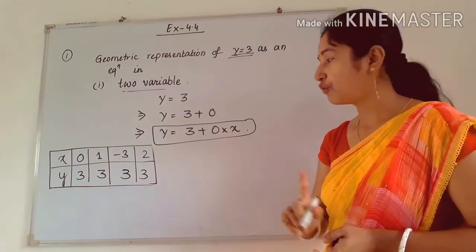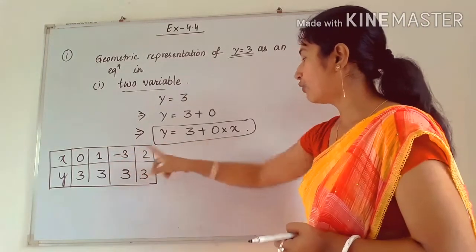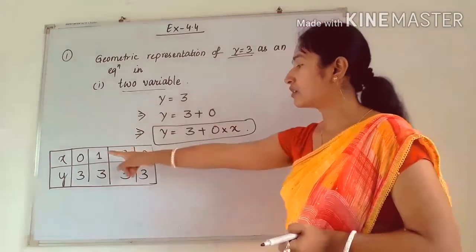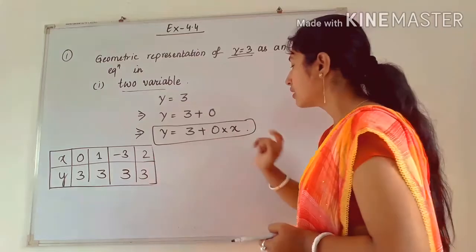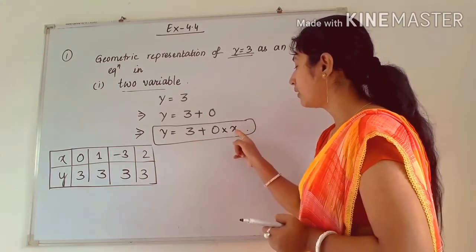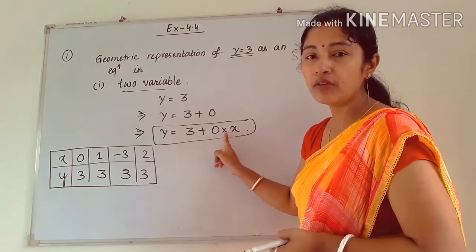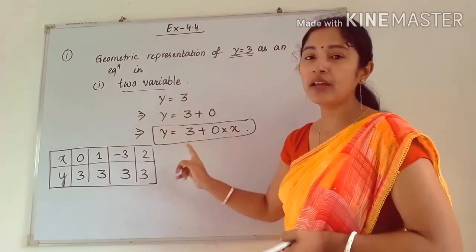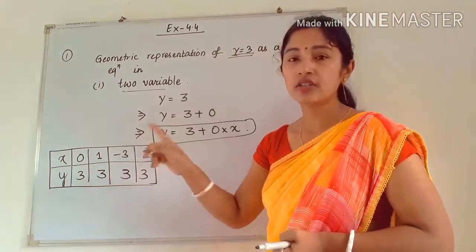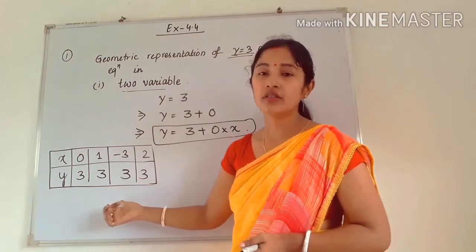Now what we have to do is find four sets of solutions. To find them, we put x equal to any value. I have taken 0, then 1, then minus 3, then 2. See what happens when we take values like this. Any value multiplied with 0 will again be 0, so 0 plus 3 is again 3. So the value of y remains the same, that is 3, even if we change the value of x. We are changing x, but y remains constant.